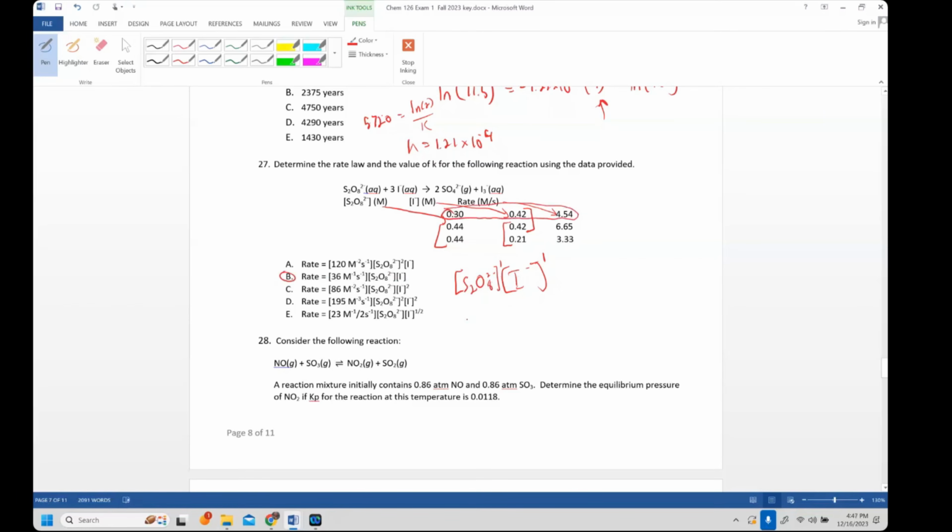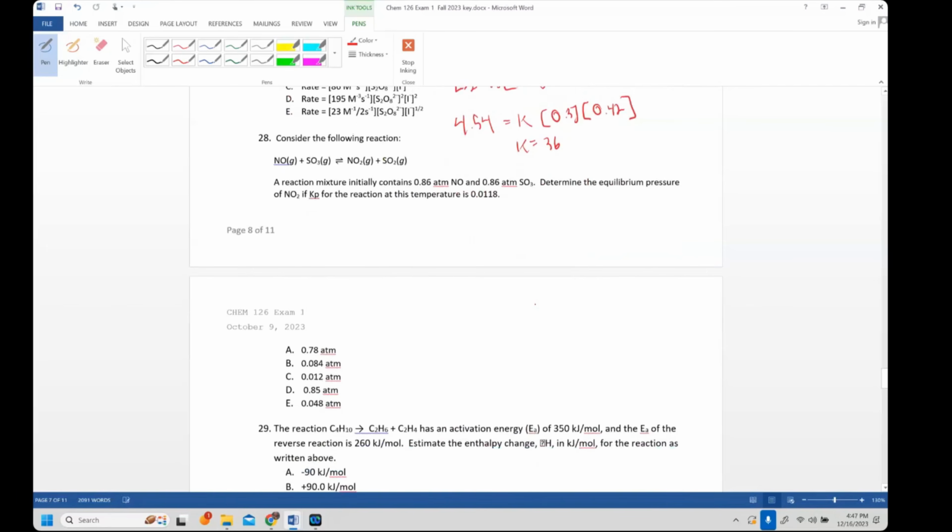We know the concentrations and the rate. So the rate of the overall reaction would be 4.54, which equals K, times the S2O8 concentration, which is 0.3, times the I minus, which is 0.42. And this should get you K equals 36. All right, moving on. 3 more left.